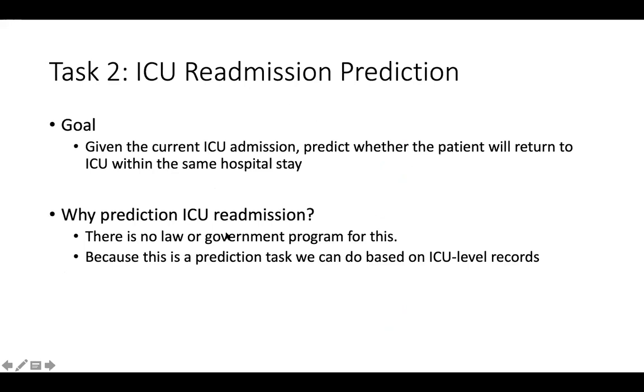So this is most likely for machine learning research purposes rather than for healthcare purposes. I mean, still, it might be beneficial if we can accurately predict whether a patient will be readmitted to ICU again within the same hospital stay, so that the doctors don't prematurely discharge patients from ICU.